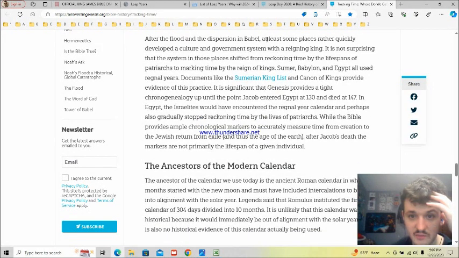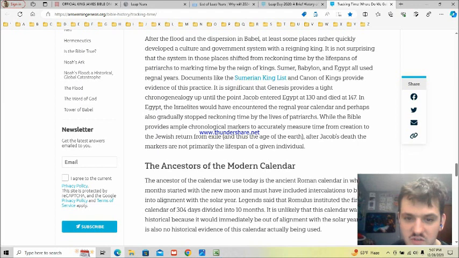After the flood and the dispersion at Babel, these places quickly developed culture and government systems with reigning kings. The system shifted to reckoning time by the reign of kings. Sumer, Babylon, and Egypt all used regnal years, as documented in the Sumerian king lists. These sources provide evidence of the practice, but the timing in Genesis provides a tighter chronology.